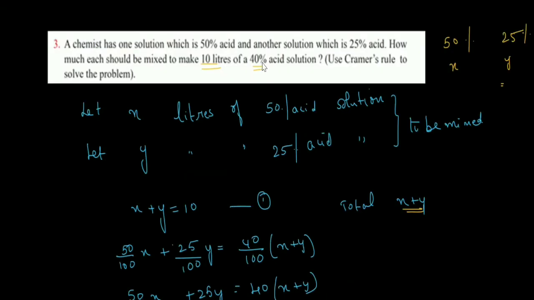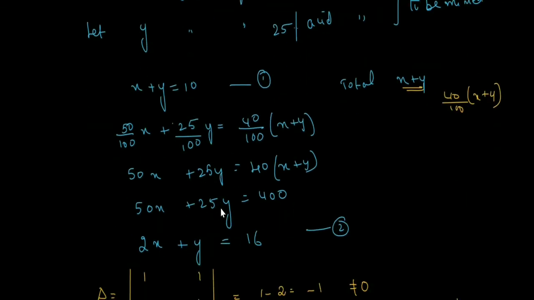The final mixture should have 40% acid. The total mixture is x plus y, and it should have 40% of the acid. So 50 by 100 of x plus 25 by 100 of y is 40 by 100 of x plus y. But x plus y is 10, so 50x plus 25y is equal to 400. Divide by 25, so you get 2x plus y is equal to 16. So we got two equations.